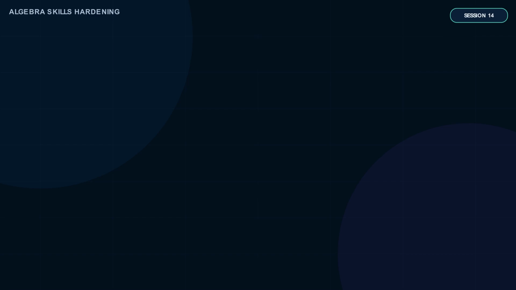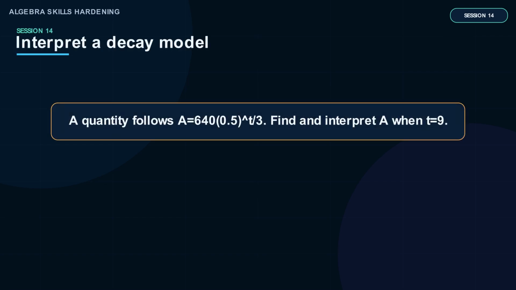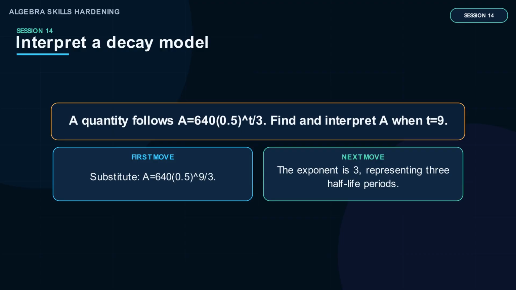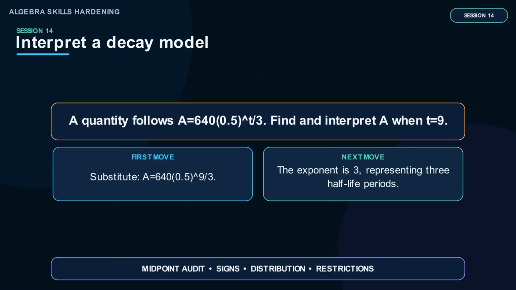Here is the challenge. A quantity follows A equals 640.5 to the power t/3. Find and interpret A when t equals 9. Restate the target and identify the most important part of the routine. The first move is to substitute: A equals 640.5 to the power 9/3. This changes the form without changing the meaning. Next, the exponent is 3, representing 3 half-life periods. Keep the relationship visible and apply the operation to every required term. Now audit distribution, signs, copied values, and restrictions. A brief midpoint check is cheaper than rebuilding the solution.